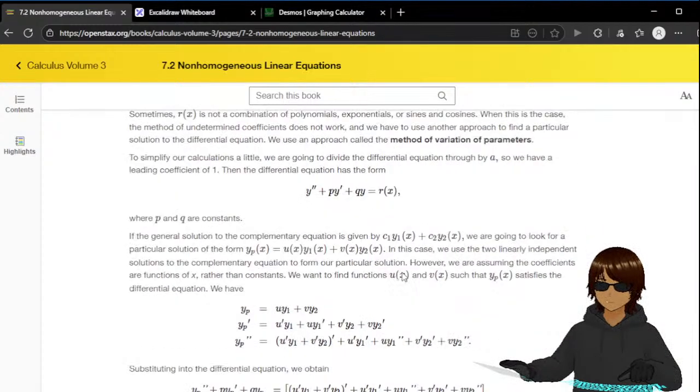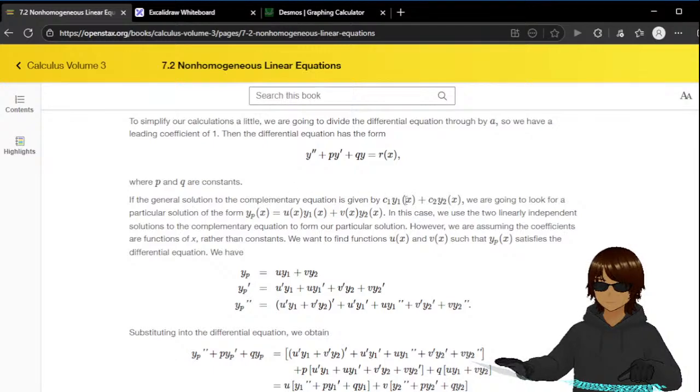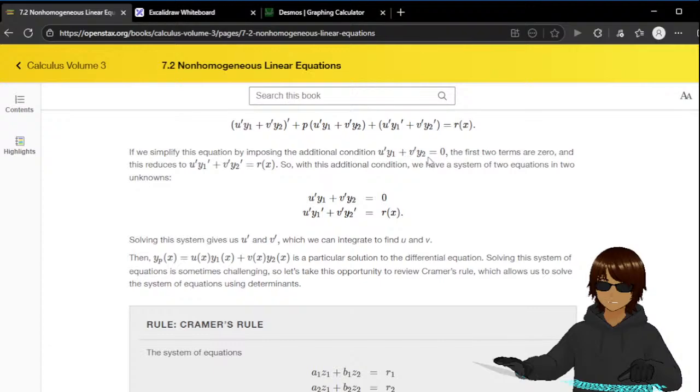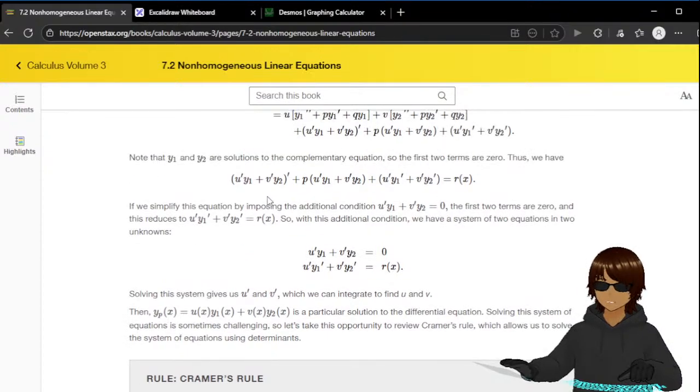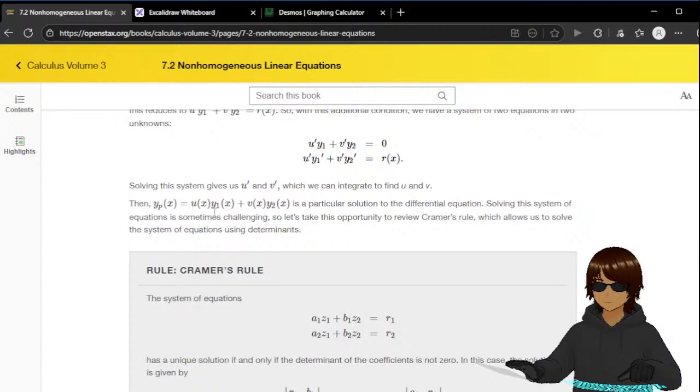Wait, what? A complementary equation. So one condition is this. The second condition is that this has to be 0. First two terms are 0. And this reduces to this. So with this additional condition, we have a system of two equations and two unknowns. Okay. Solving this system gives us derivative of u and derivative of v. We can integrate to find u and v. This is a particular solution to the differential equation.